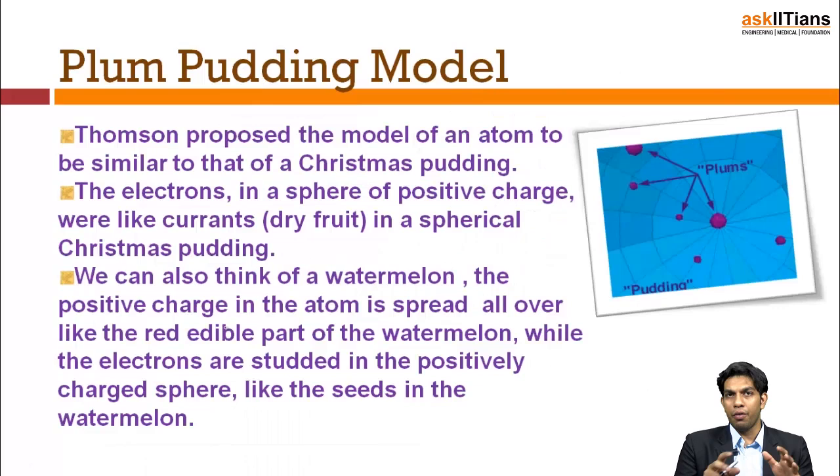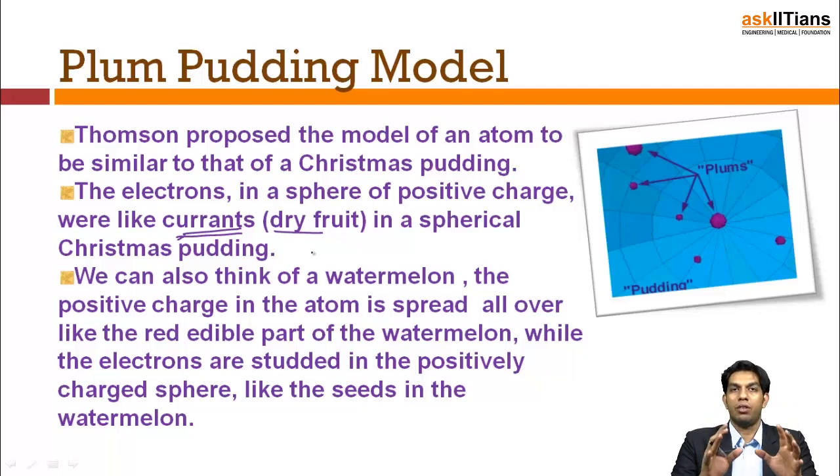So here are a few facts about how he got inspired regarding this model. He thought the currants or dry fruits which are sprinkled in a typical English pudding were negatively charged, and the rest of the pudding was positively charged. And he sort of exported this idea to an atomic scale.